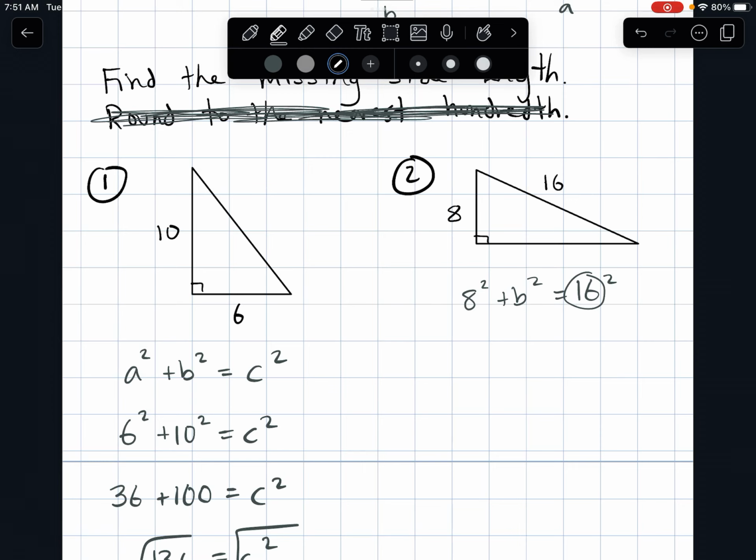All right, so this is 64 plus b squared equals 256. I'm going to go ahead and subtract 64 on both sides. So now we've got b squared equals, let's see, 256 minus 64 is 192.